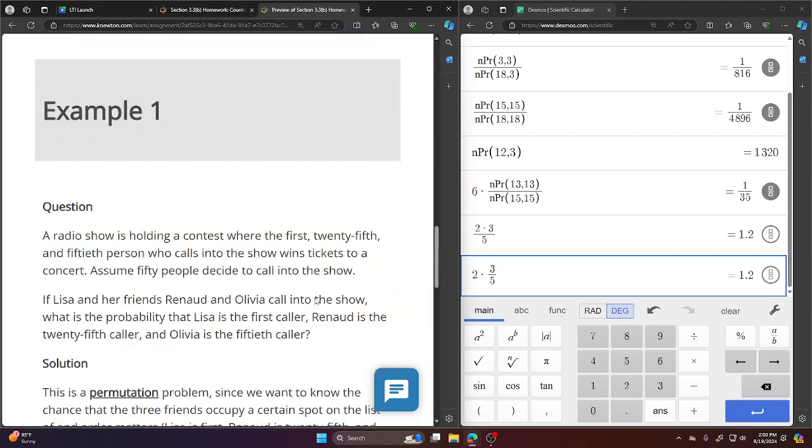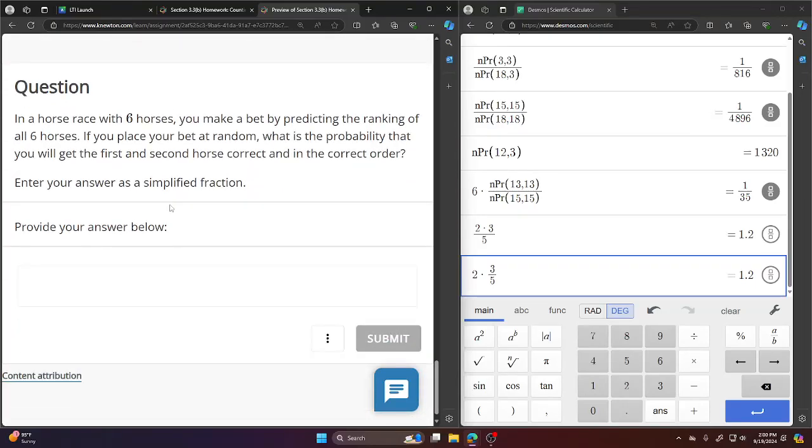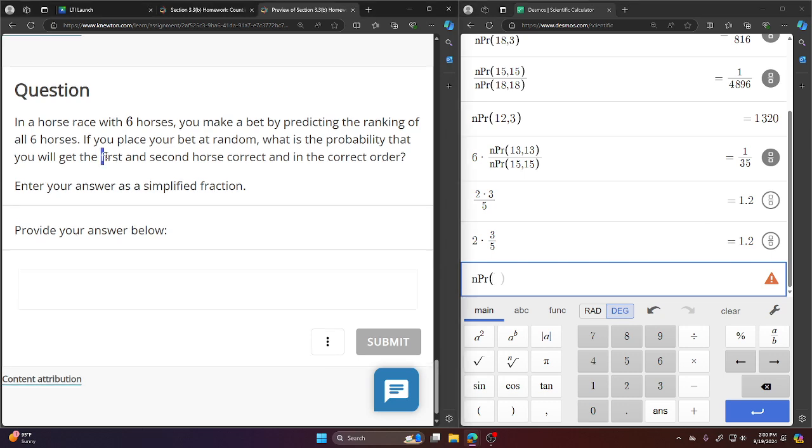Oh, now we have to read and do more math. Okay, we got this. I'm going to read the whole problem. Horse race, 6 horses. Horse races, is order important? Okay, so MPR is what I'm thinking here. I got 6 horses, predicting all 6. Race at random. What's the probability that the first and second horses are correct? They're not saying anything else.